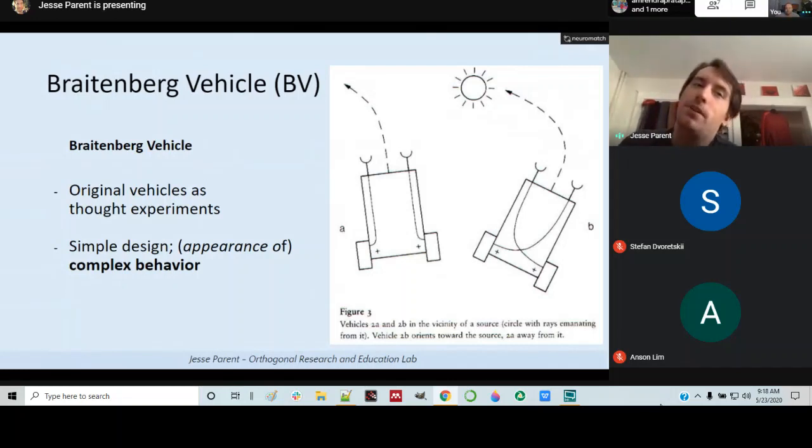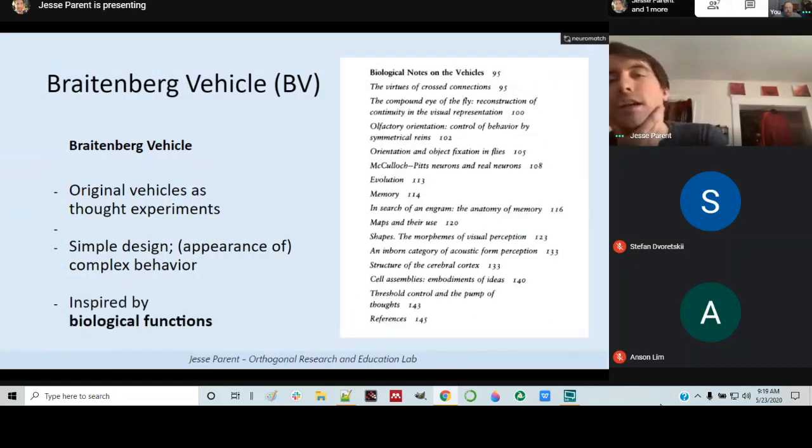The gist of Braitenberg's effort was, how do we have very simple thought experiments, and how do we look at some very basic mechanics, and how do those basic mechanics of interaction with the environment affect the movement of a very simple organism or toy organism, and how does this affect behavior? And the really cool thing is that all of this is biologically inspired.